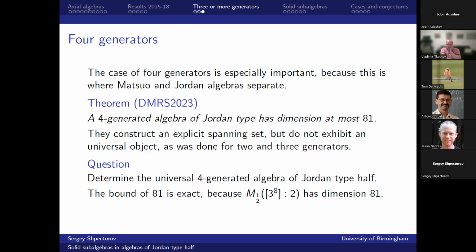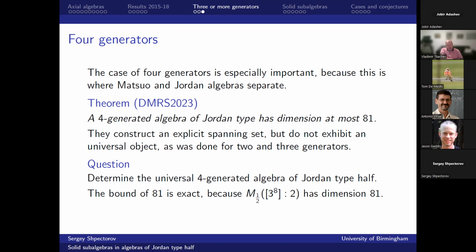because this is a really important case. This is the number of generators where the two families, Matsuo and Jordan algebras, separate. So there is a 4-generated Matsuo algebra that's not Jordan. So here the two families branch. And the only thing I should say is that while they established the exact upper bound of 81, there is no explicit description of the same kind that we had for 2 generators and 3 generators.